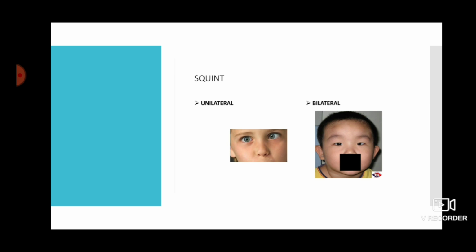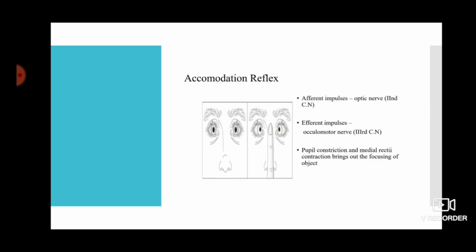Squint. Squint can also be unilateral or bilateral. Squint is nothing but the inward or the medial movement. When the patient is at rest, there is internal rotation of the eyeball, as you can see here. It can be on one side or it can be on both the sides.